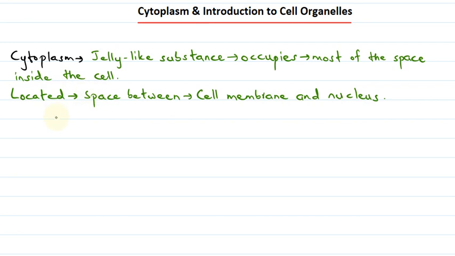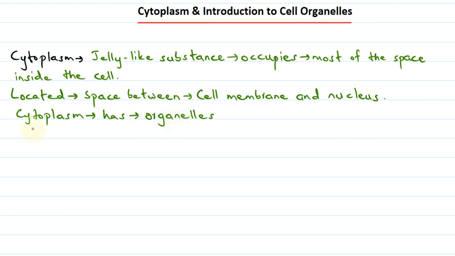The cytoplasm has many tiny components or structures called organelles. So cytoplasm has tiny components called organelles. These organelles float in this cytoplasm, and they perform various activities.